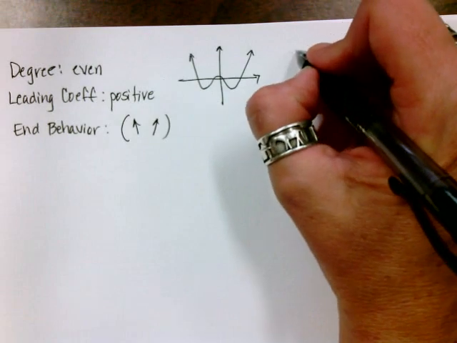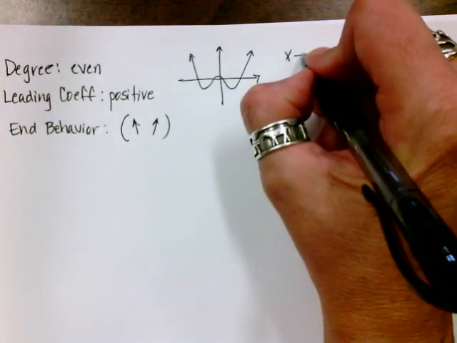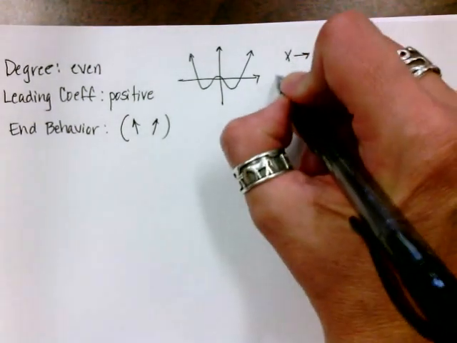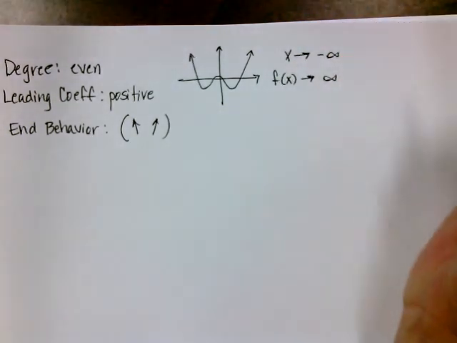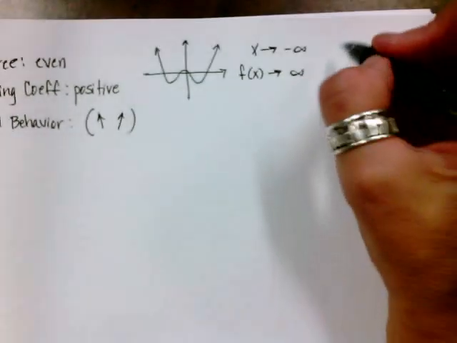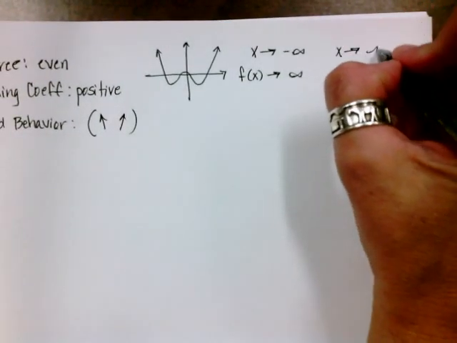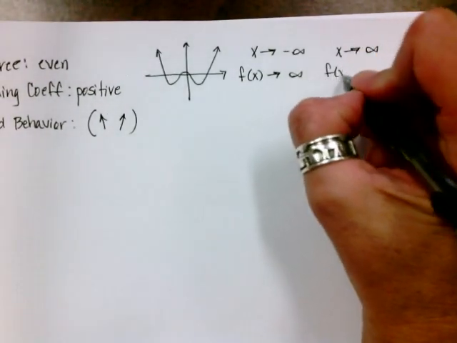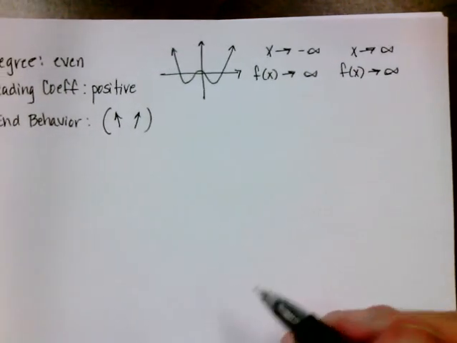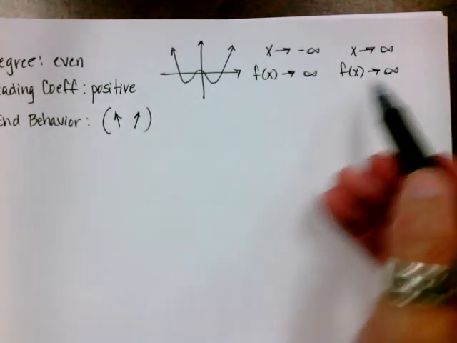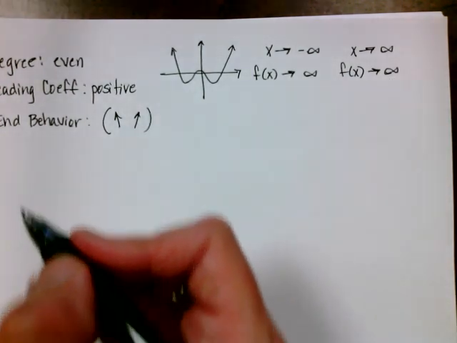So now let's do it in big kid notation. As x approaches negative infinity, the y values are also approaching positive infinity. And as x approaches positive infinity, my y values are also approaching positive infinity. Up and up, up and up.